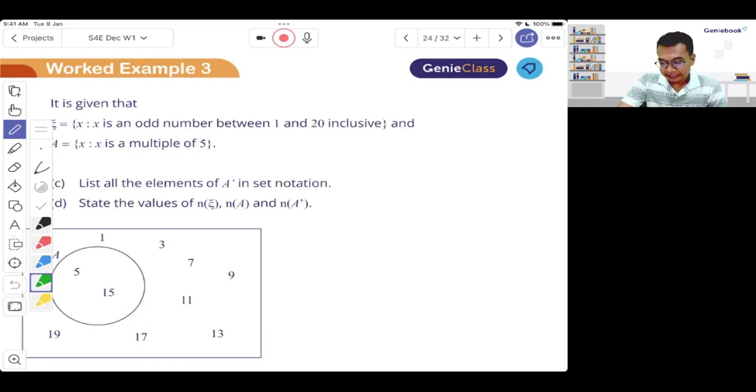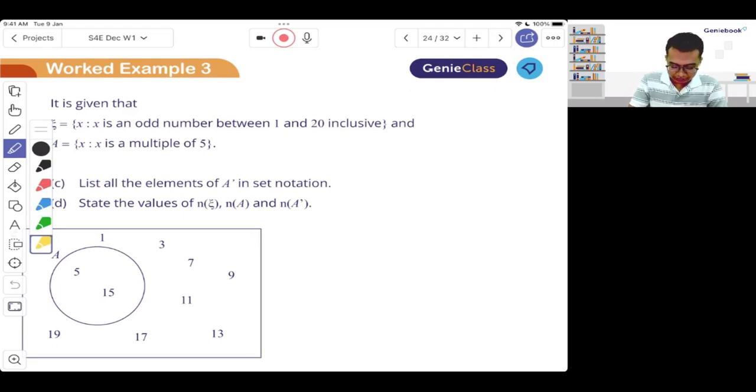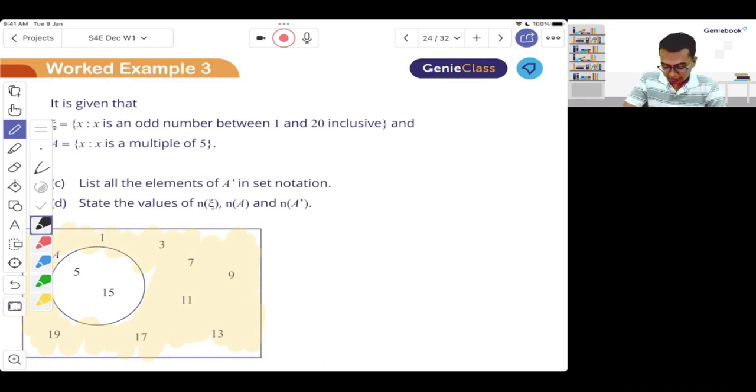There's part C and part D. So over here, I have the exact Venn diagram that I've drawn. It looks a lot nicer. Part C, let's answer some questions related to complements of a set. So part C is asking us to list all the elements of a complement in set notation. As I've mentioned earlier, a complement is everything outside of set A. So you shade literally everything except for the circle. Now, can you take some time to write down the elements in set A prime?